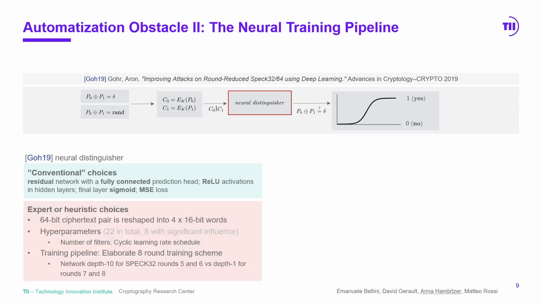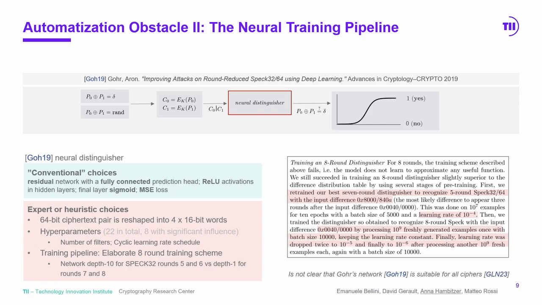But there are also some choices which are more expert or heuristic choices. For example, there is an input reshaping of the 64-bit input into a 4 times 16-bit arrangement. And this is particular to the cipher. There's also a number of hyperparameters. For example, he uses a cyclic learning rate schedule and you need to choose a number of filters, and also an elaborate 8-round training scheme. So he retrains the best 7-round distinguisher to recognize 5 rounds back with another input difference.